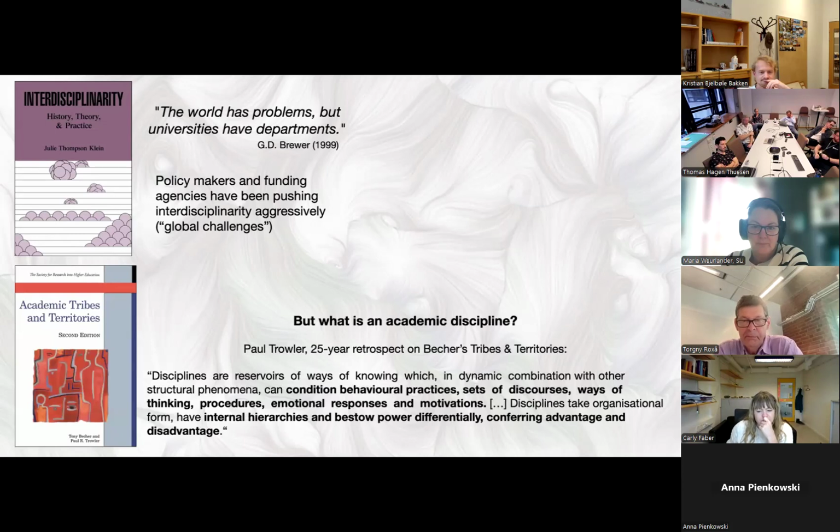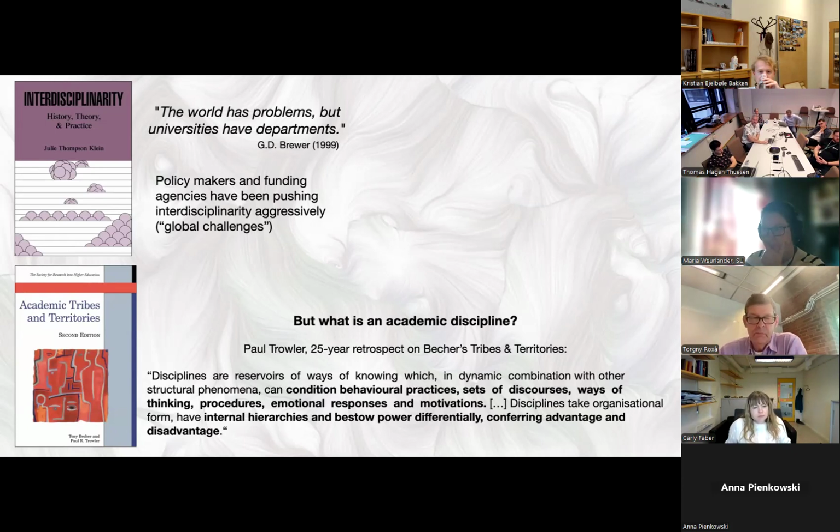And if you look at the sociological or anthropological viewpoint, disciplines are reservoirs of ways of knowing that condition behavioral practices, sets of discourses, ways of thinking, procedures, emotional responses, and motivations. They have internal hierarchies and bestow power differentially, conferring advantage and disadvantage. And so from this kind of perspective, it's not so much about science and knowledge. It's kind of chimpanzee behavior in a way.